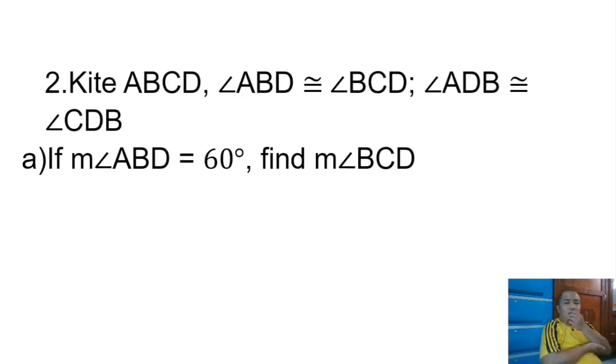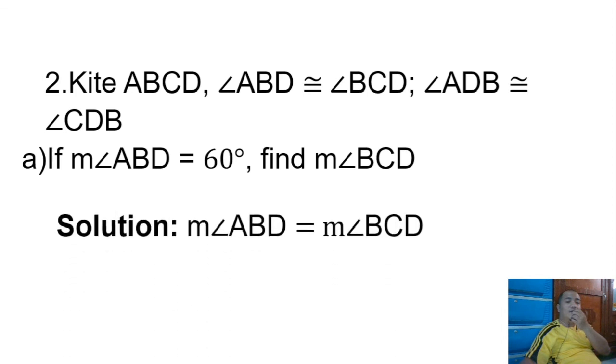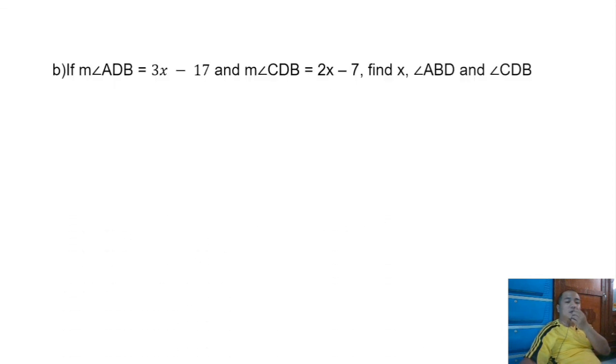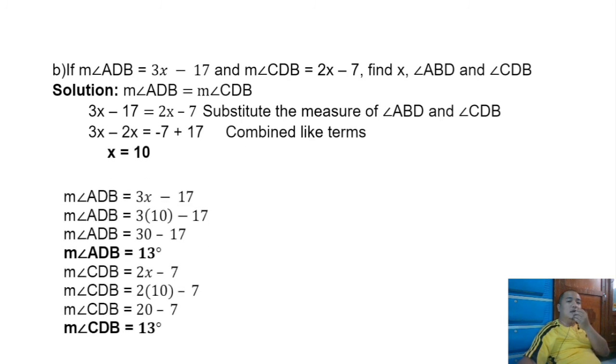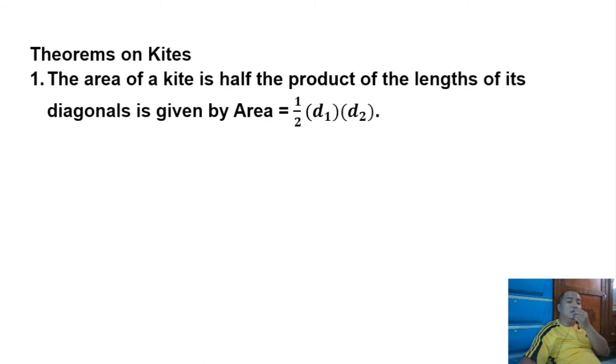In kite ABCD, angle ABD is congruent to angle BCD, and angle ADB is congruent to angle CDB. If the measure of angle ABD is 60 degrees, find the measure of angle BCD. Of course, they are equal, so 60 degrees also. B: if the measure of angle ADB is 3x minus 17 and angle CDB is 2x minus 7, find x, angle ADB, and angle CDB. Angle ADB is congruent to angle CDB, so equate them: x is equal to 10. Angle ADB is 13 degrees. Just substitute the value of x: 30 minus 17 is 13, and 20 minus 7 is 13 degrees.